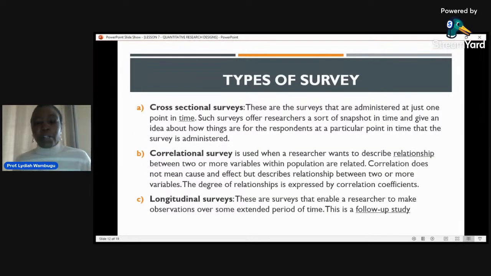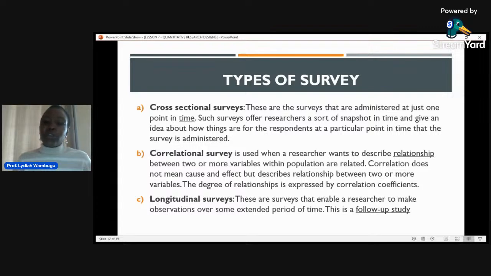Then before I check on any questions, we look at the types of survey. We had mentioned the 3. We have cross-sectional. So when you hear of cross-sectional, you think about time. Cross-sectional equals time. Correlational equals relationship. Longitudinal equals follow-up. So that is how you remember the 3.